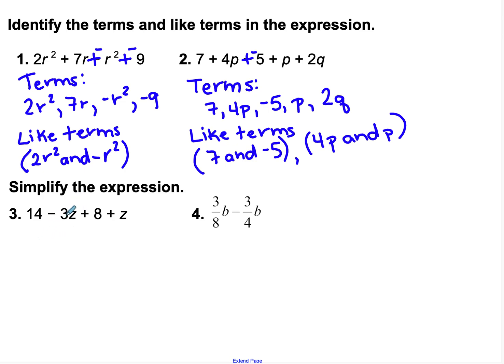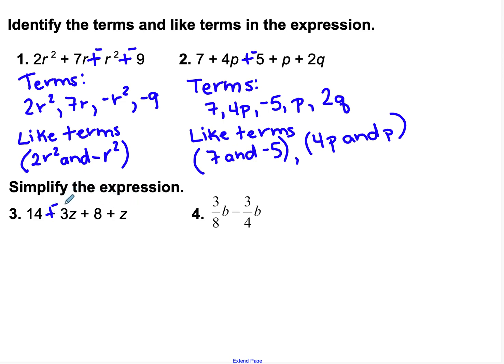All right, and then 3 and 4 simplify the expression. This is where they actually want you to combine the like terms. So 14 minus 3z plus 8 plus z. Boom, change to addition. Boom, change the sign. 14 plus negative 3z plus 8 plus z.